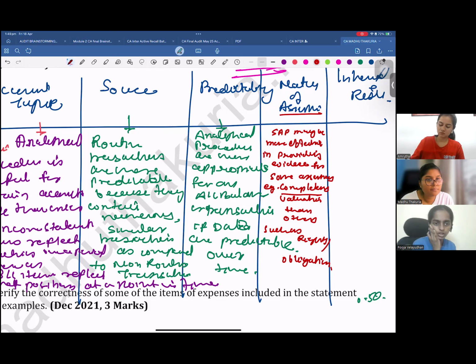Ma'am, can you explain the source once again? Which one? Nature of assertion or the source?